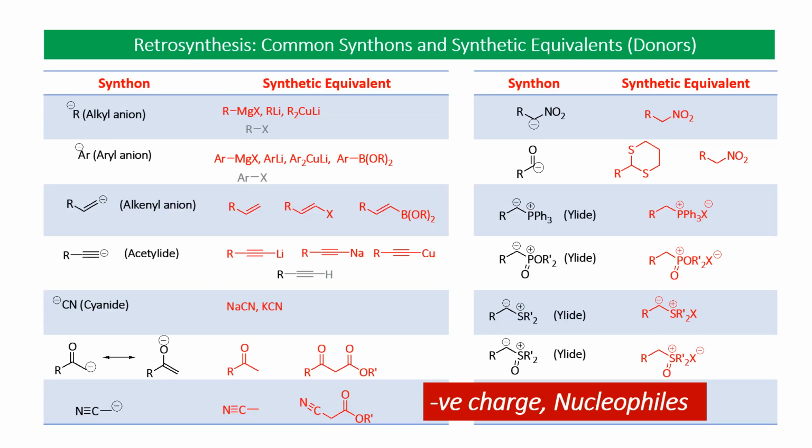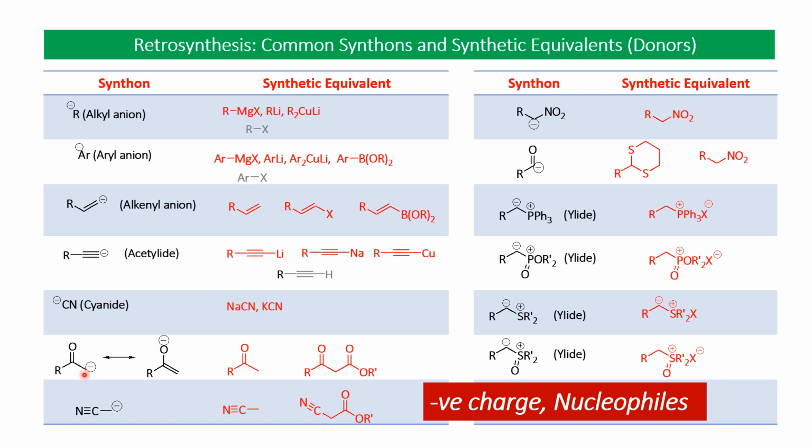Negatively charged synthons, then of course we're going to be looking for nucleophiles. And here, for example, if we're looking at an alkyl anion, then we could use a Gilman or a Grignard. An aryl anion, same sort of thing. We could even use, for example, a boronic species in the Stille coupling. For an alkynyl anion, you're looking at a vinylic species, for example. Acetylide, we can start off with a metal acetylide species. The cyanide, and then of course we can use the salt.